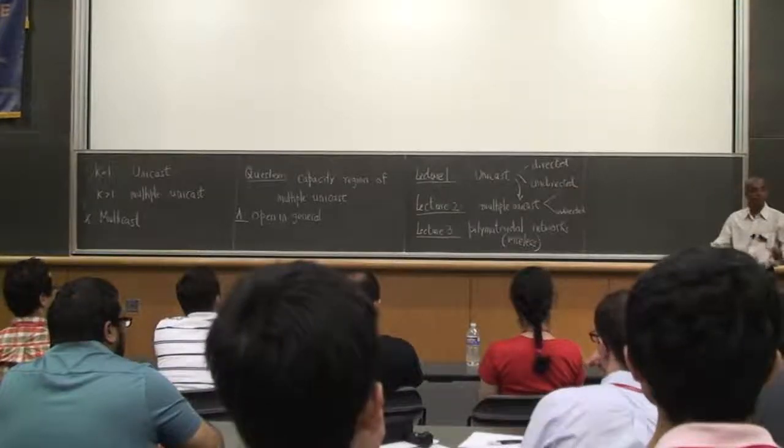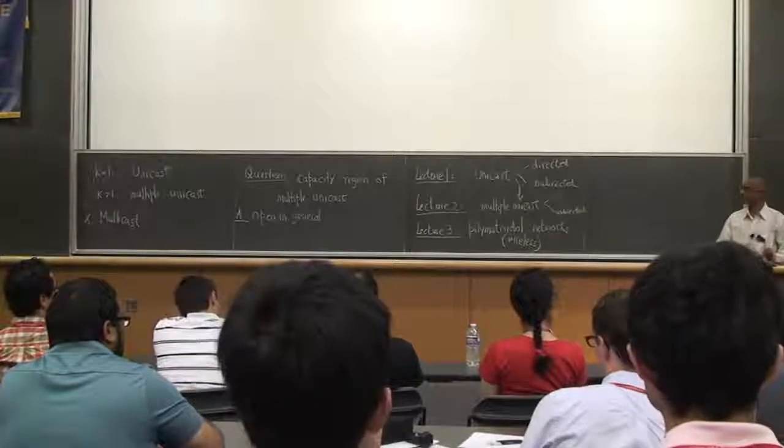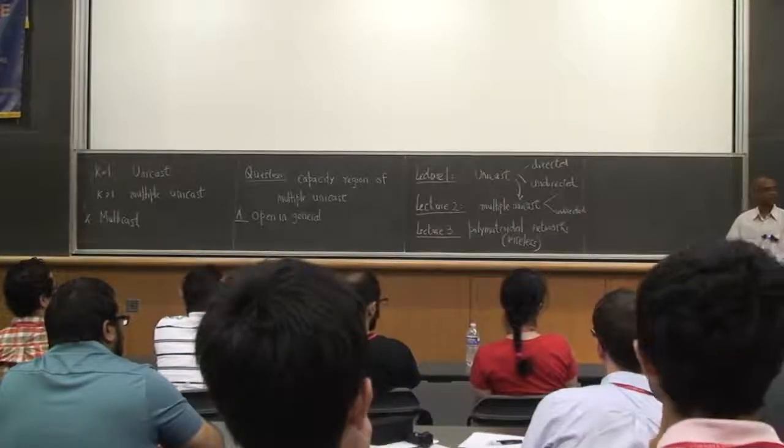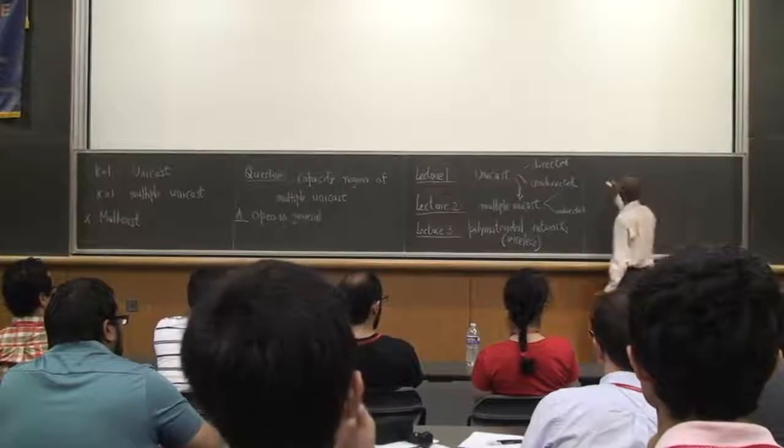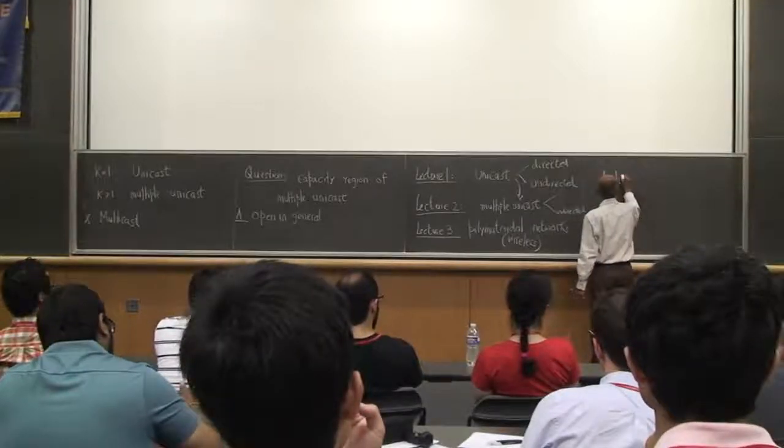Because these are deterministic networks, and we can think of them as just bit pipes. That's what networks are. So you can also think of a natural achievable strategy.